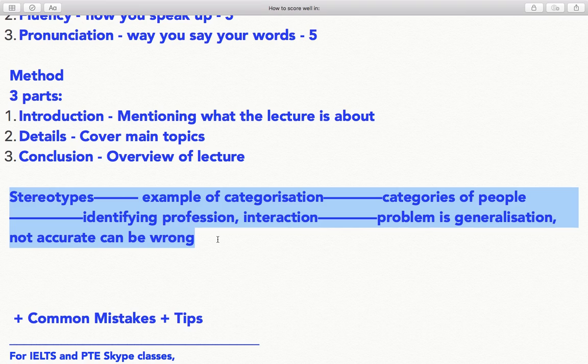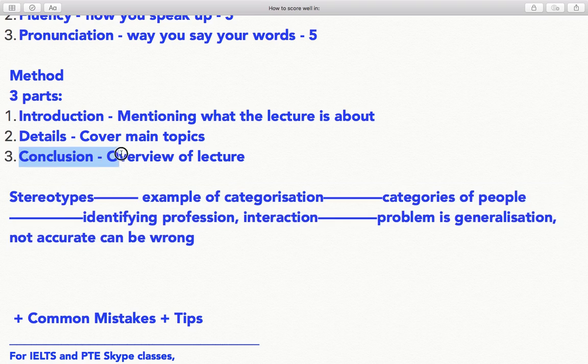The lecture also had some examples, and that is not something to be included in your answer. You only have to cover the main topic. Focus on the main topic, not the example, not the numbers, not the figures, not the dates, not the names, just the main idea of the lecture. And in the conclusion, the last part, I just gave a simple overview that the stereotypes could be helpful in some scenarios and they could be problematic in the others.